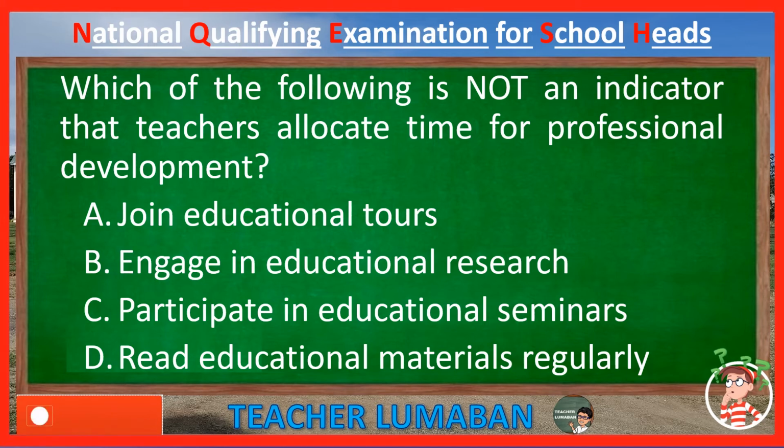Choose the suitable answer based on the given choices in 5 seconds. 5, 4, 3, 2, 1. The correct answer is letter D, read educational materials regularly. Reading educational materials regularly is not an indicator that teachers allocate time for professional development.